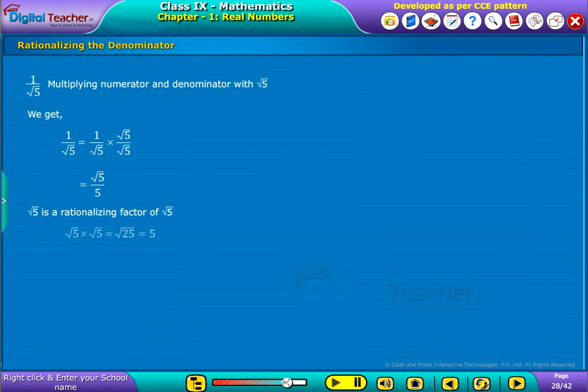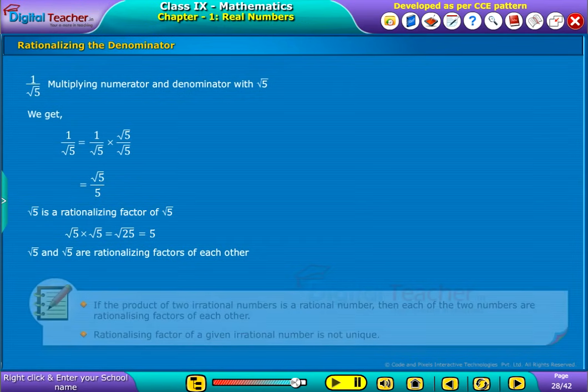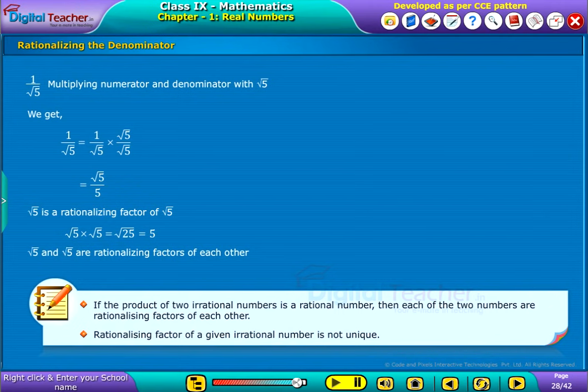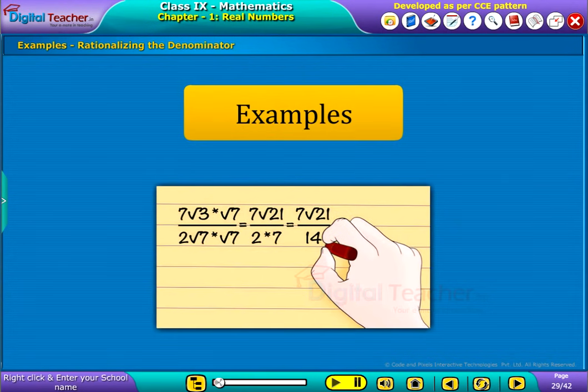Similarly, the product of root 5 and root 5 is 5. Here, root 5 and root 5 are rationalizing factors of each other. Note, if the product of two irrational numbers is a rational number, then each of the two numbers is a rationalizing factor of the other. The rationalizing factor of a given irrational number is not unique. Let us solve some example problems on rationalizing the denominator.